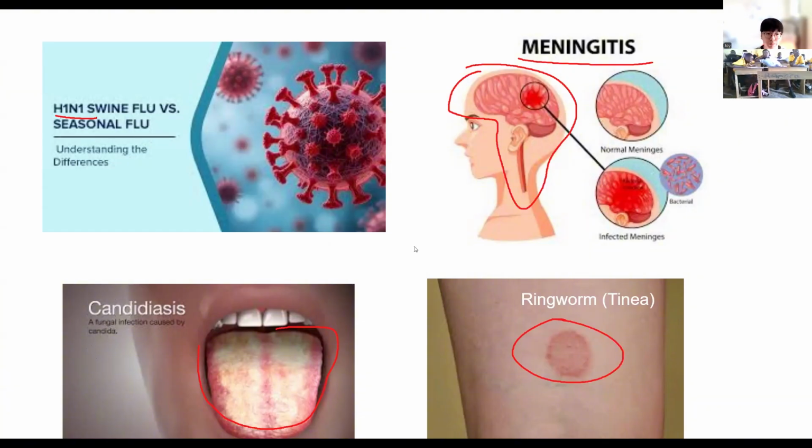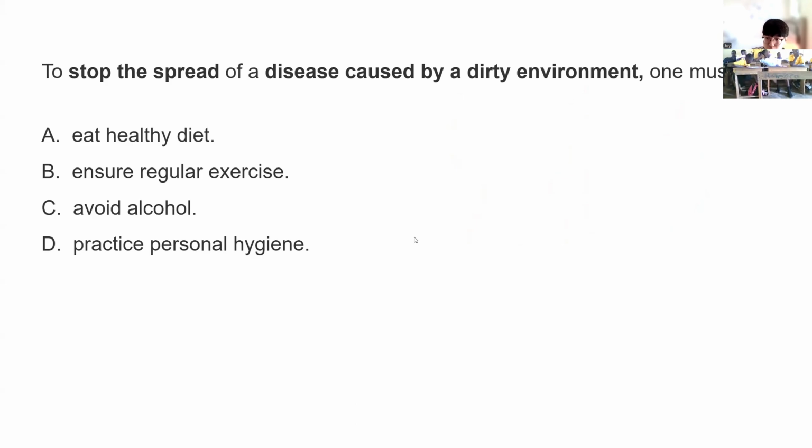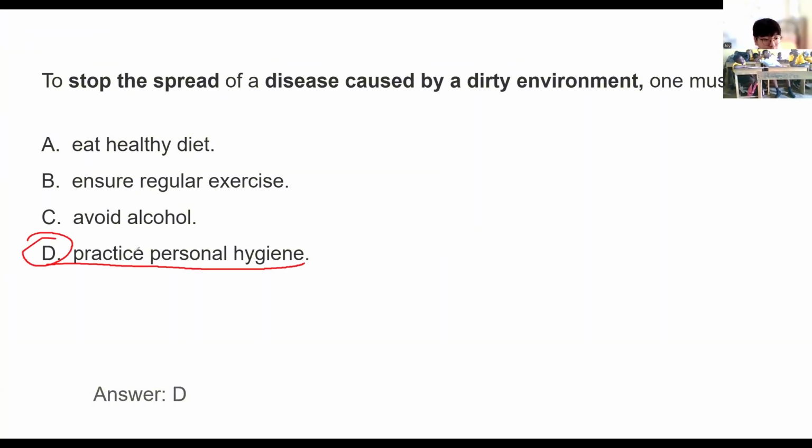so let's move on to this question. To stop the spread of a disease caused by a dirty environment, one must do which of the following? What do you think the answer is? D. Yeah, can you repeat that, please? D. Practice personal hygiene. Oh, yes, great job. That's correct. Yeah, it's practicing personal hygiene.